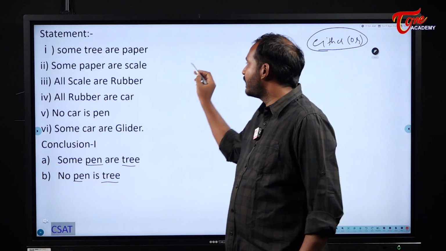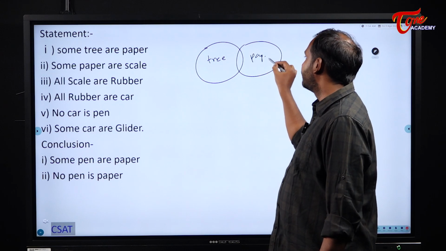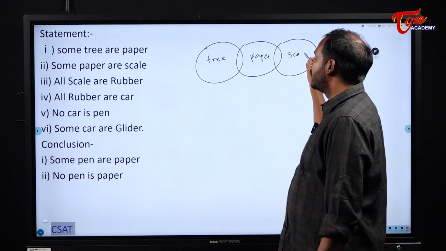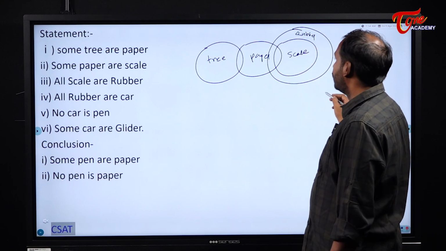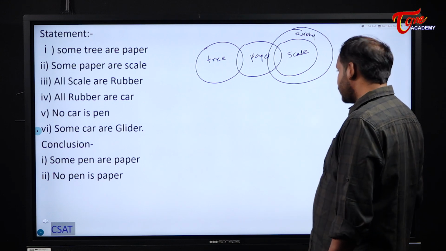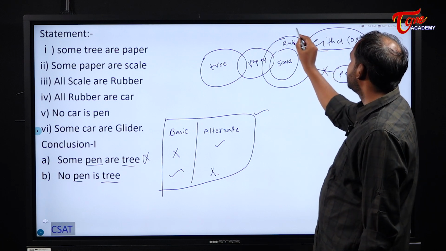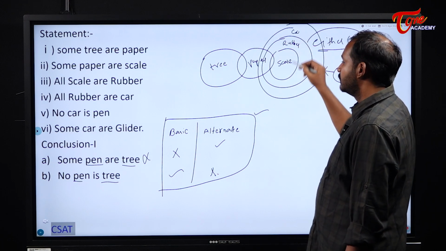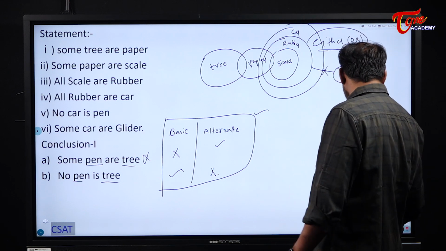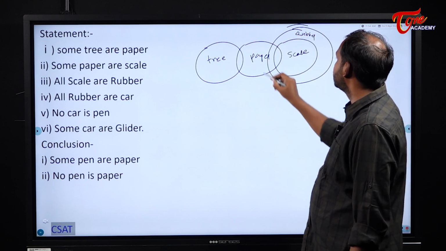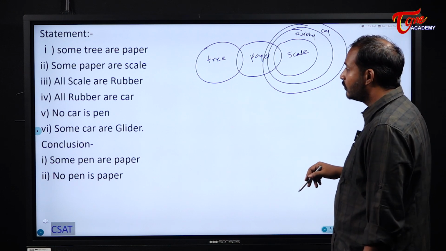See here, some tree or paper, okay, good. Some tree or paper, some paper or scale. Next, all scale or rubber. All rubber or car. One more thing is there, all rubber or car. And no car is pen. Right? No problem. Next here, all rubber or car. Okay. Next, no car is pen.